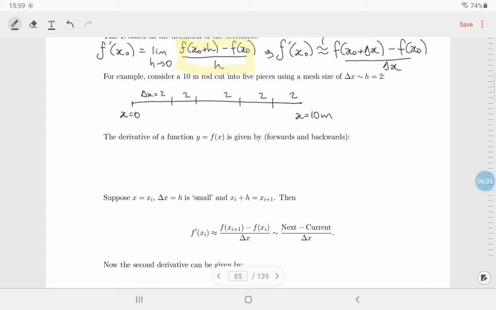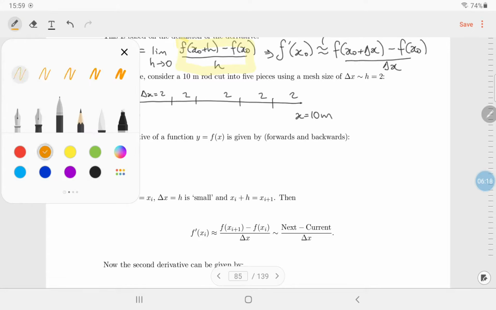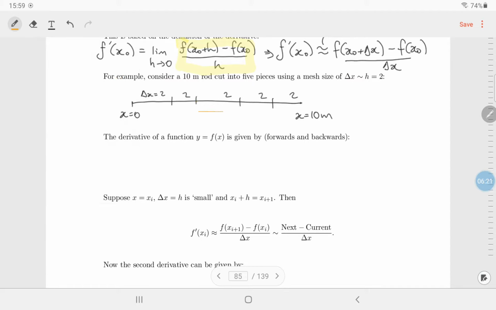I could go with temperature, but let's say that it's a rod, and suppose that f is the temperature at a point. So let's take 3 points. They should be equally spread out, but they're not. Let's call this the point xi, this the point xi plus 1, the next point, and this xi minus 1, the previous point. So the x's there are just 2, 4, and 6.